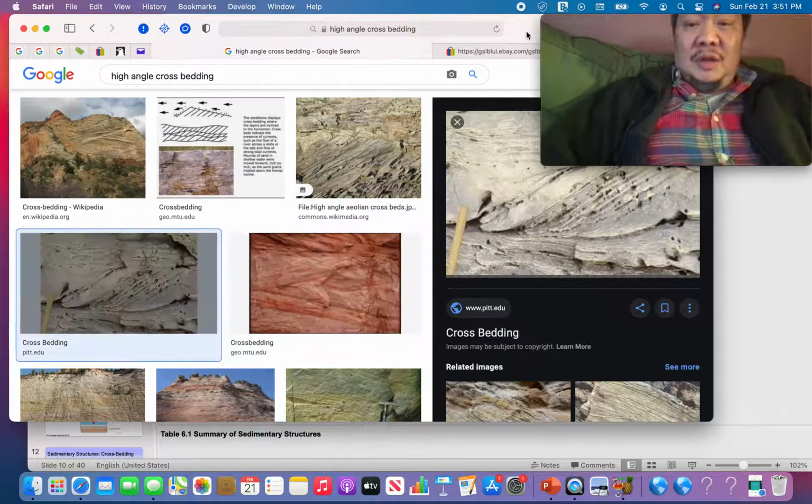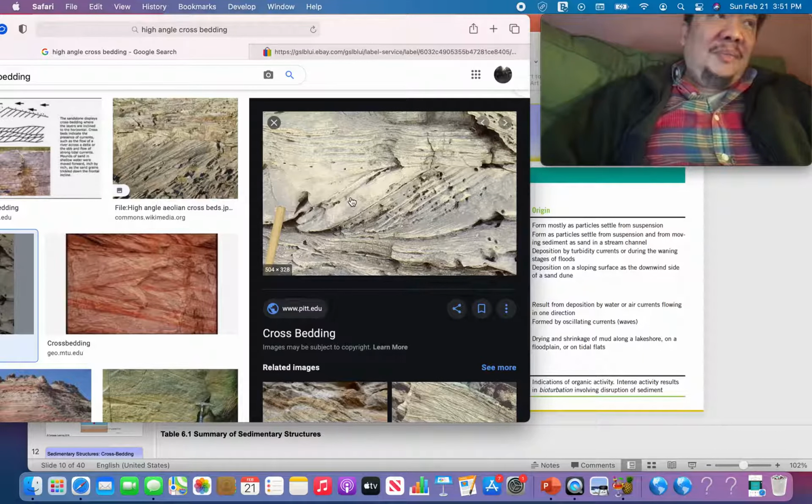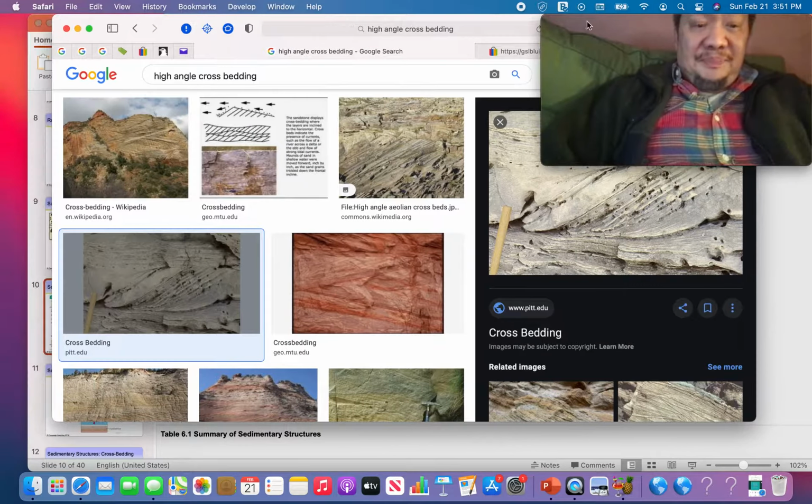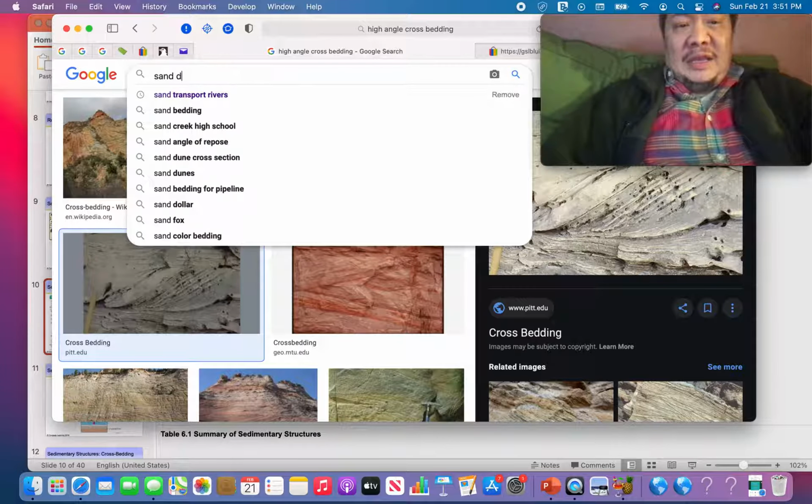Here's some more cross bedding. This is one bed. This is not a whole bunch of beds tilted. This is one bed. Within this one bed, you've got these tilted laminations. Laminations are very thin, anywhere from a 1/16 of an inch to an inch in thickness. So within a single bed, you have these laminations that are at an angle. This is called cross bedding. And cross bedding forms from sand dunes.